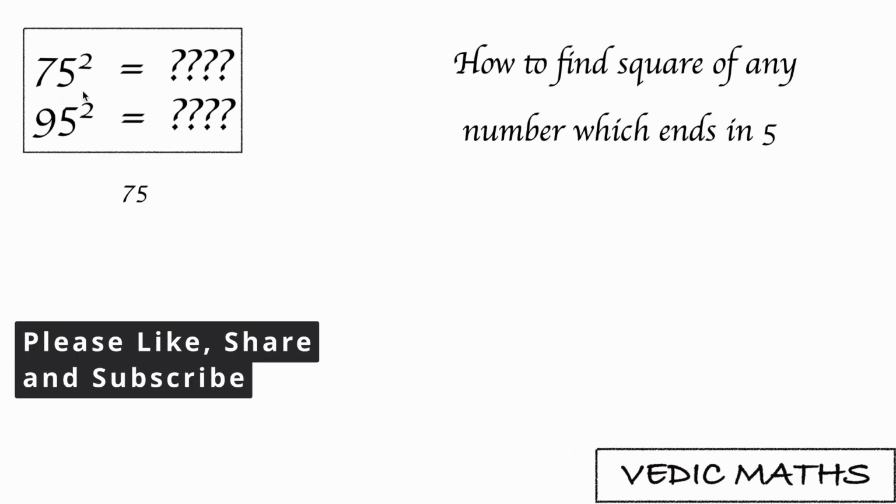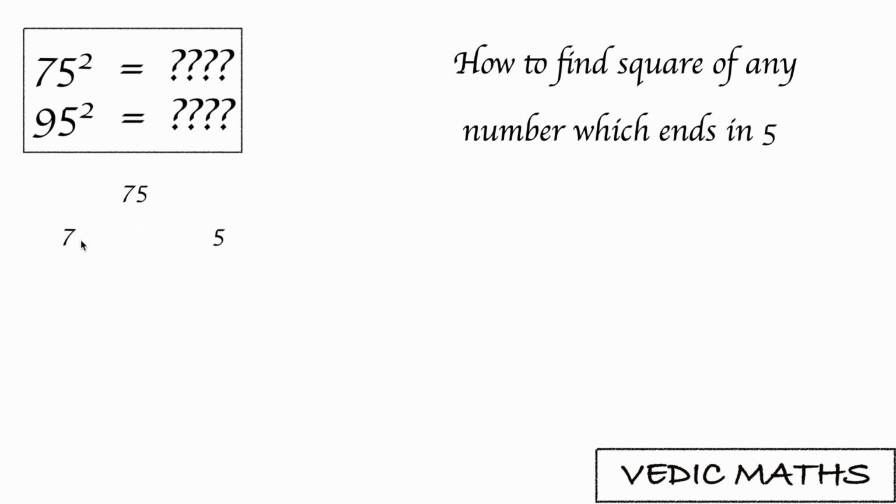If we take the example of 75 and split 7 and 5 into two different numbers, our first task will be to multiply 7 with the next number, 7 plus 1, and on the right side multiply 5 with 5 itself. So on the left side we get 7 multiplied by 8, and on the right side we get 25. 8 times 7 is 56, and 25 here. Now putting these two together, 5, 6, 2, 5, this is the square of 75.